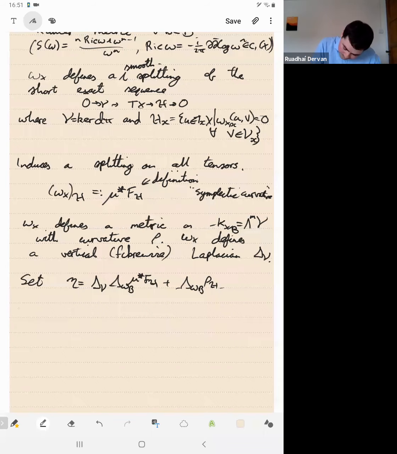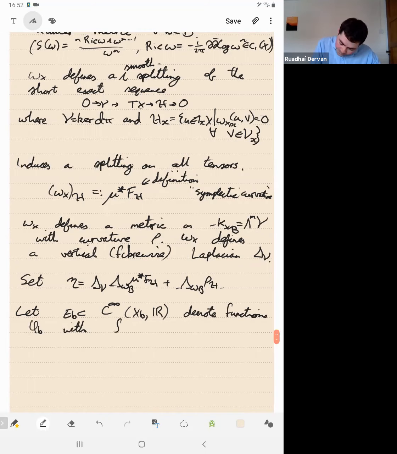So we'll let E_B be a vector subspace of the space of real valued functions on the fibers. So these are functions phi_B, which first of all integrate to 0.